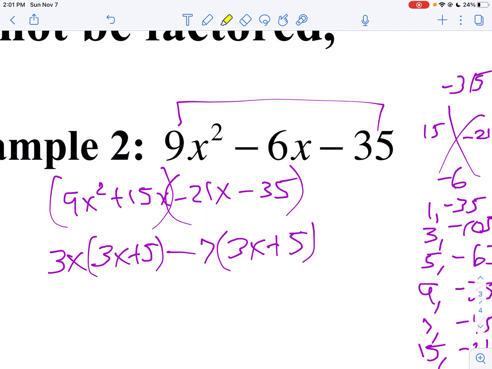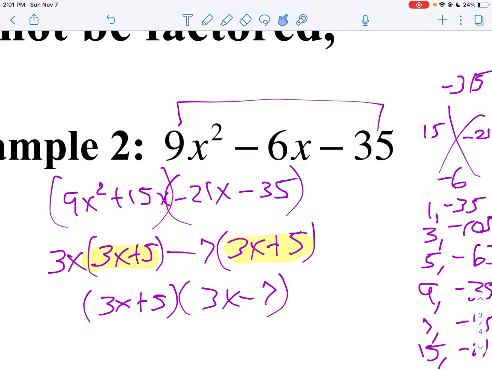Look at that. Our parentheses are the same, so we can factor the parentheses out. So we have 3x plus 5 and 3x minus 7. And that would have been a long one to guess and check to figure that out.